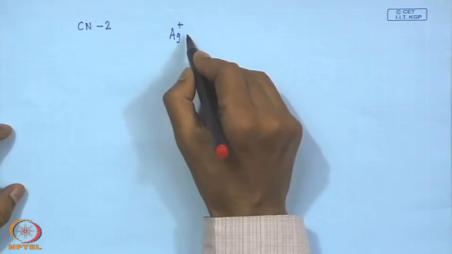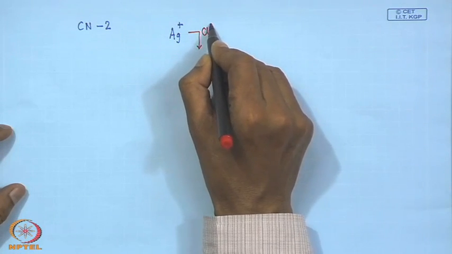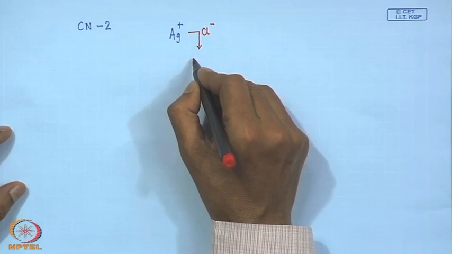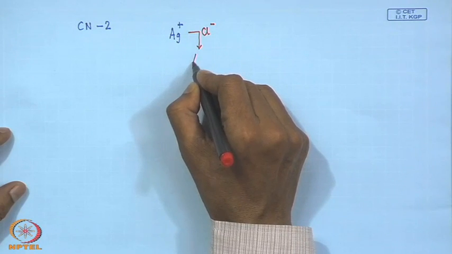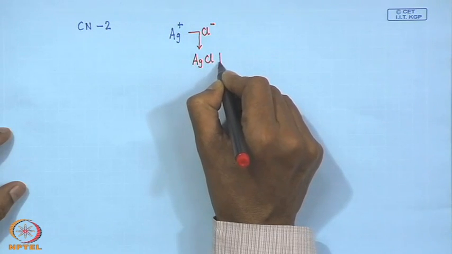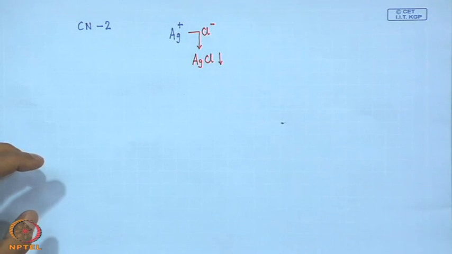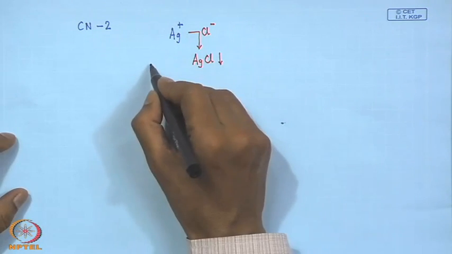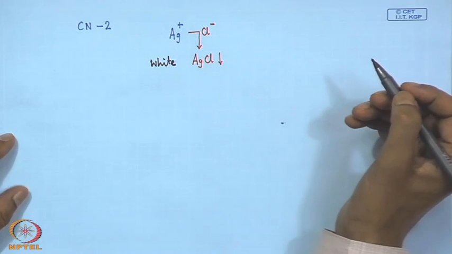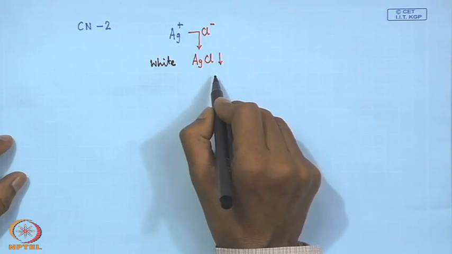So, when we have unknown chloride in the system in any form, we add silver nitrate, the aqueous solution of silver nitrate as the reagent, and we get silver chloride as the precipitate in the medium. So, silver chloride is getting precipitated, which is white in color. We have to identify that this particular precipitation is due to silver chloride.